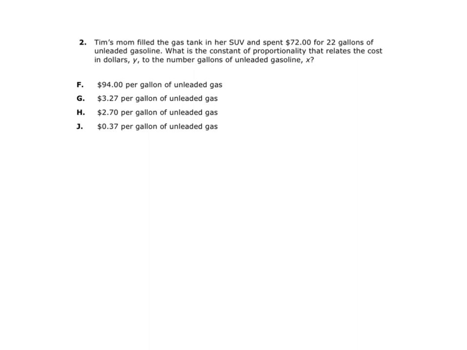Number 2 says Tim's mom filled the gas tank in her SUV and spent $72 for 22 gallons of unleaded gasoline. What's the constant of proportionality, that also just means constant rate of change, that relates the cost in dollars, Y, to the number of gallons of unleaded gas, X? So it's the same thing as our last question. K equals Y over X. That's our constant rate of change, constant of proportionality.